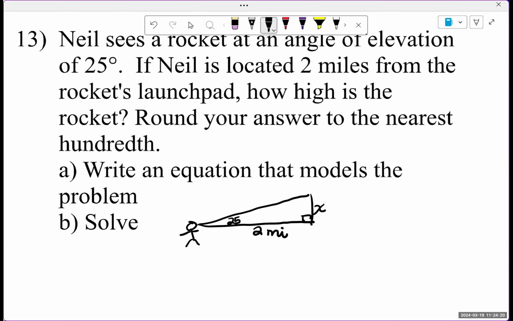I want to find out how high the rocket is. Here's the rocket right here. Can I use the 30, 60, 90? No. Can I use Pythagorean theorem? No. I'm going to use SOHCAHTOA.